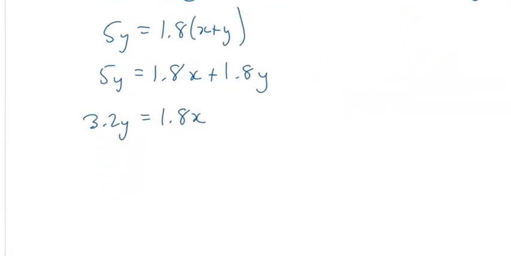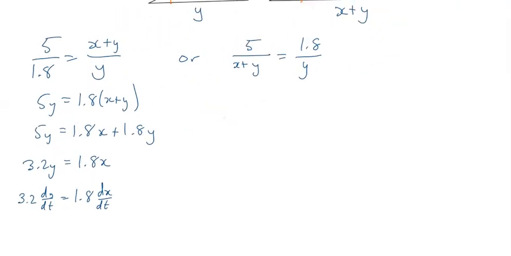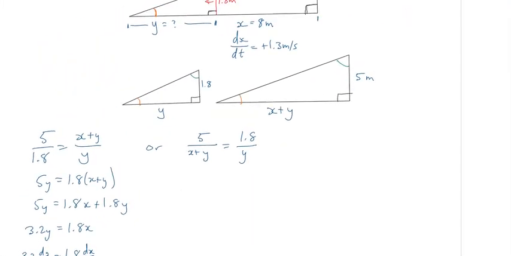In fact, I'm not sure we wrote this out. We're finding dy by dt, right? The rate of change of the shadow. That's the shadow. That's what we're finding. What was kind of interesting that happened when we took the derivative here?